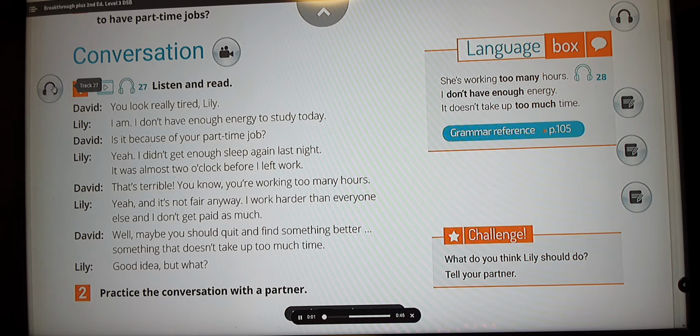Unit 4, page 24, Conversation. You look really tired, Lily. I am. I don't have enough energy to study today. Is it because of your part-time job? Yeah. I didn't get enough sleep again last night. It was almost 2 o'clock before I left work. That's terrible. You know, you're working too many hours. Yeah, and it's not fair anyway. I work harder than everyone else, and I don't get paid as much. Well, maybe you should quit and find something better. Something that doesn't take up too much time. Good idea. But what?